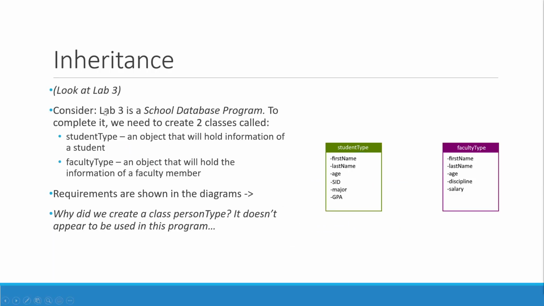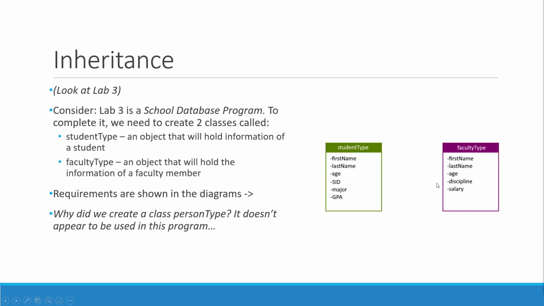So, consider Lab 3. It's a school database program. We already know that. So to complete it, we need to create 2 classes. Well, we're actually writing 3, but I'll get to that in a little bit. So the 2 main classes are student type, which is an object that will hold information of a student, and faculty type, which is an object that will hold the information of a faculty member.